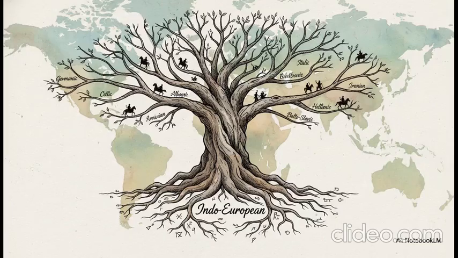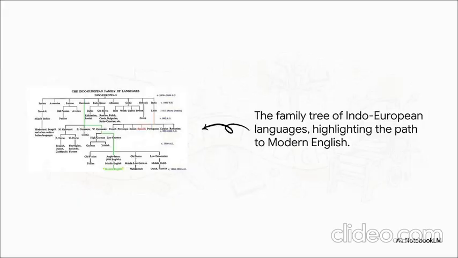Most of the languages spoken today, from India all the way to Portugal, we're talking Hindi, Persian, Russian, Spanish, you name it, they all come from this one common ancestor. As these ancient tribes spread out, their language branched off and evolved, creating the hundreds of languages we know today.